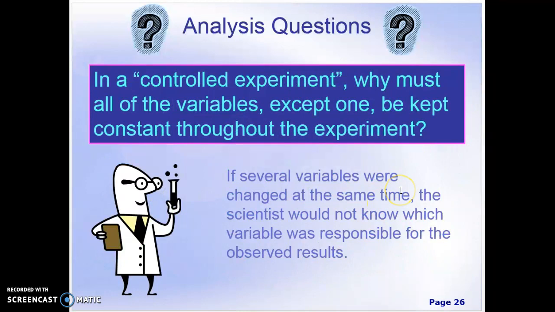And then lastly, why do we keep all variables the same except one? Because if several variables are changed, we wouldn't know which one really was the one that was causing the change.